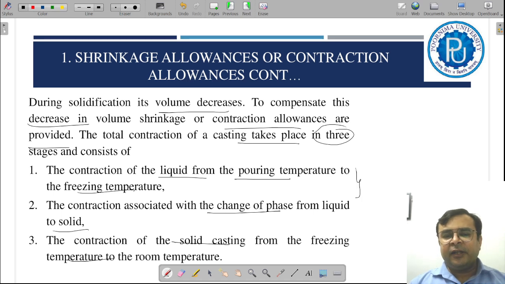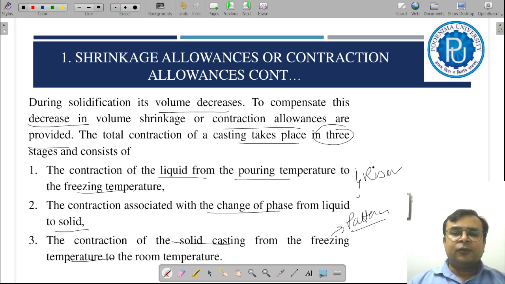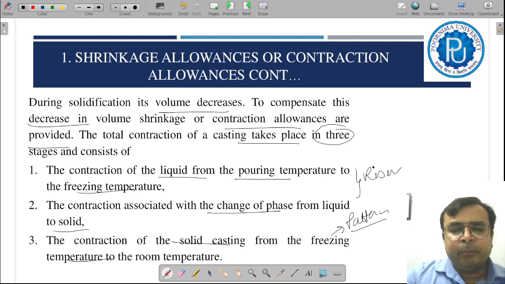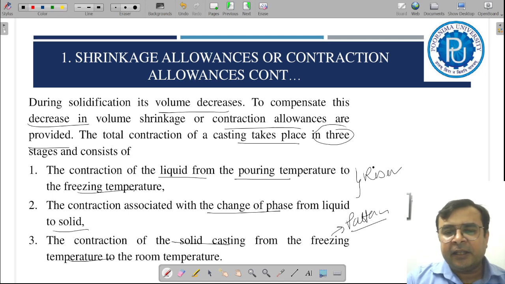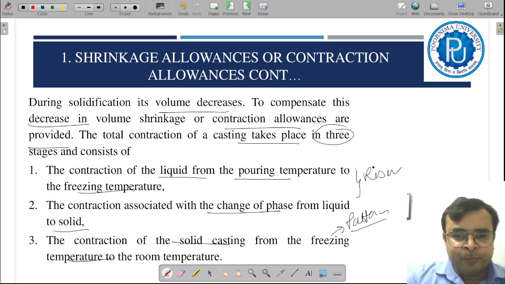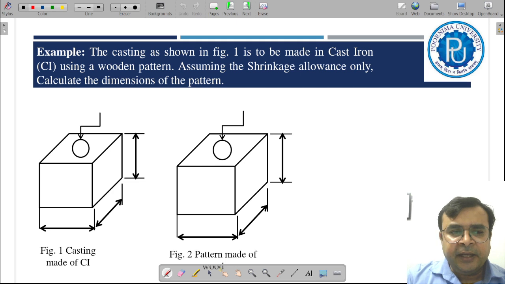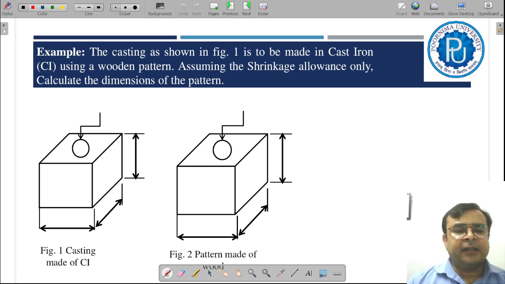And obviously I already told you the first two stages of contraction are compensated by riser design, and the third contraction is compensated by pattern design. Is it right? So we need to analyze both, but in the basic mechanical engineering syllabus we only have pattern allowances. Therefore I am not discussing riser design. Next let's see how pattern design accommodates the solid contraction which takes place during the casting process.